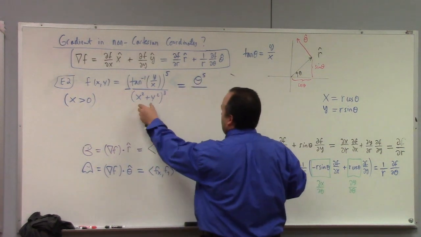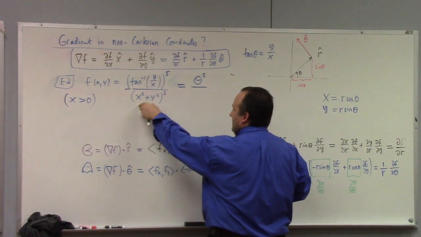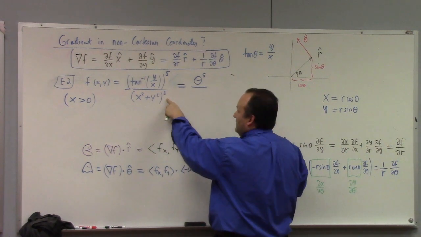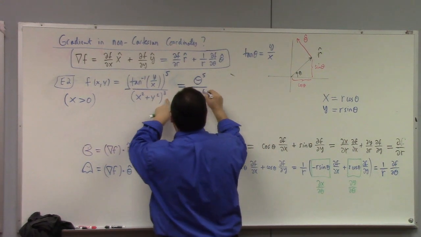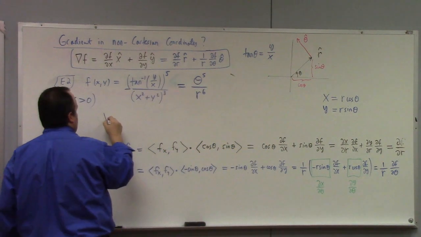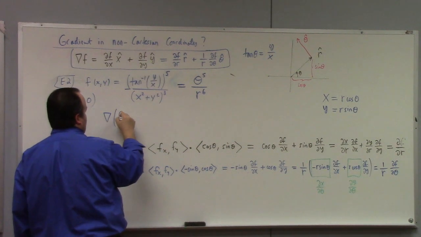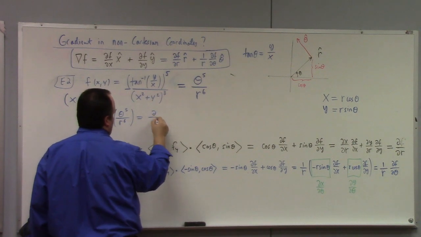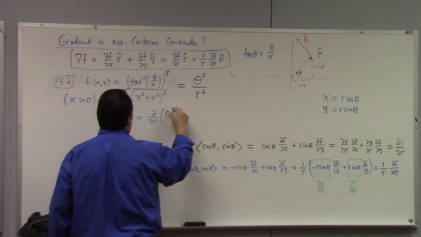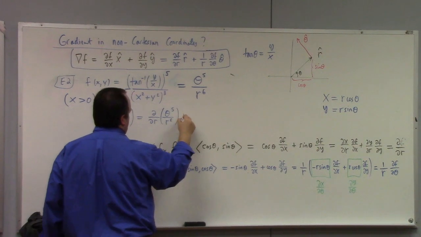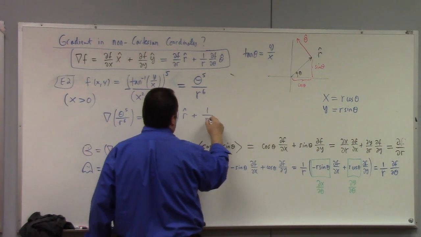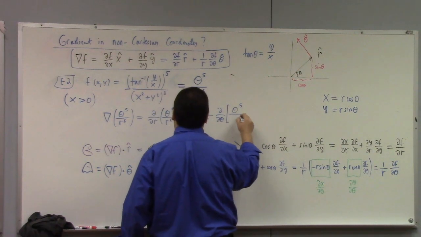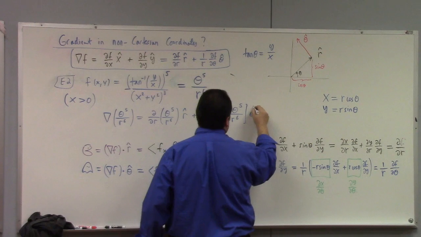And what's this? R squared, and then it's cubed, right? So r squared cubed is r to the 6th. All right, so let's calculate the gradient of this thing. So we're looking at nabla of theta to the 5th over r to the 6th, right? Which is exactly partial r of theta to the 5th over r to the 6th, r hat, plus 1 over r, partial theta, of theta to the 5th over r to the 6th, theta hat.